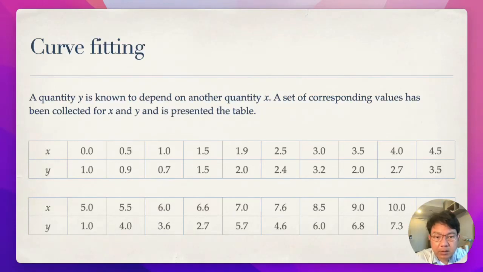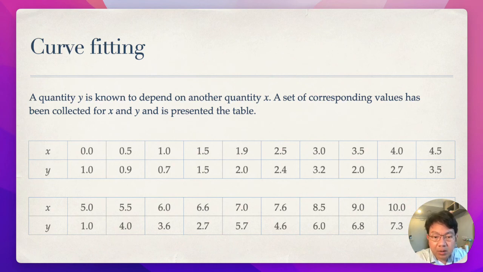Now let us consider the next type of problem. This problem is curve fitting. Imagine that you perform an experiment. You have different inputs, and then you measure the output. So you have a correlation between x and y. You have a data set which represents the correlation between input and output.